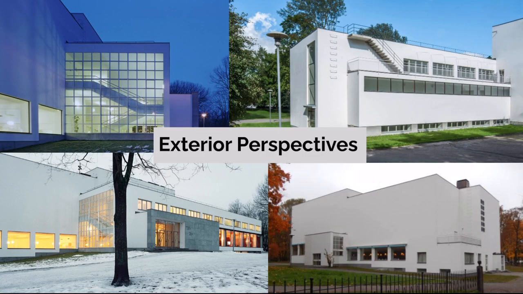Some key exterior perspectives are one of the main staircases right next to the entryway for convenient circulation, the backside of the building showing the lecture hall and administrative offices, the contrast of the entranceway with the rest of the building, and the other half of the back facade of the building, which shows the entrance to the children's library.